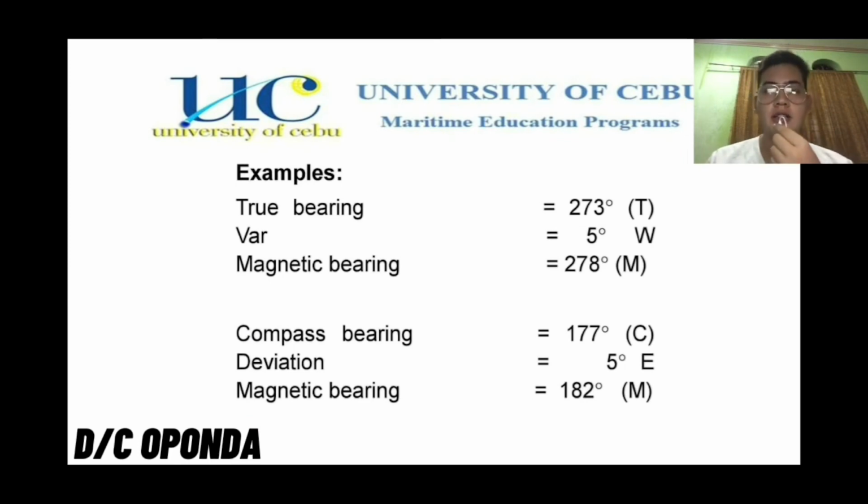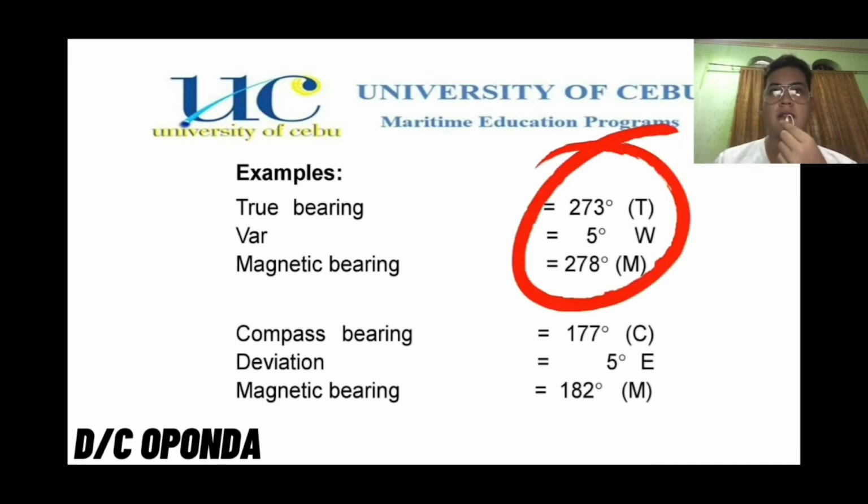So here are the examples. For our first example, we are tasked to find the magnetic bearing from the true bearing. Since it's from true to magnetic bearing, the rule applies that west variation should be added. So that's why we have the final answer of magnetic bearing of 278 degrees.